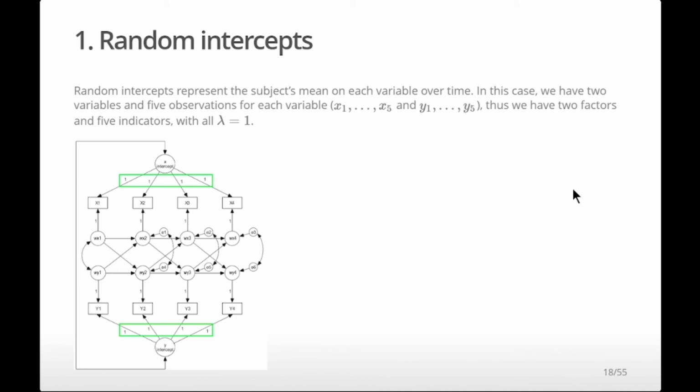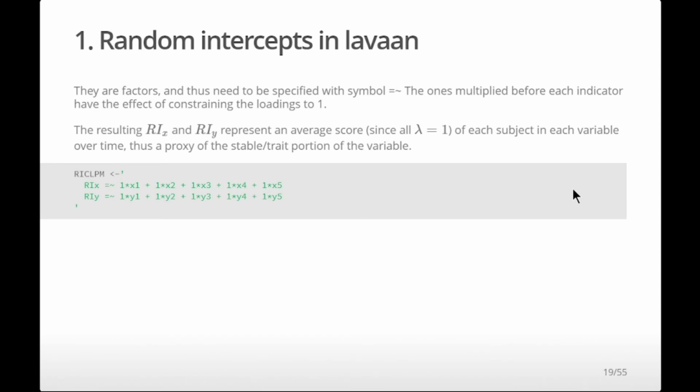Random intercepts are these. How do we specify them? Like this, very easy. You define this text variable. We call it the model random intercept cross lifetime model is equal to, open inverted commas. Random intercept of x, the tilde is defining the factor, 1 multiplied by x1, 1 multiplied by x2, and so on.